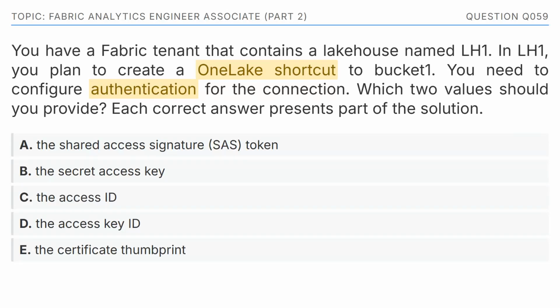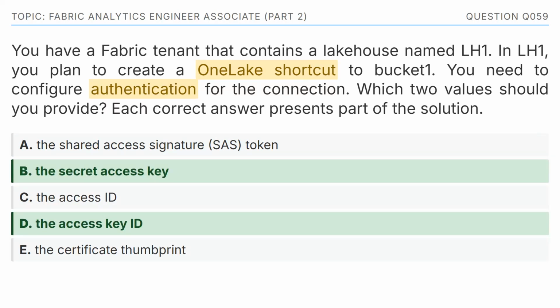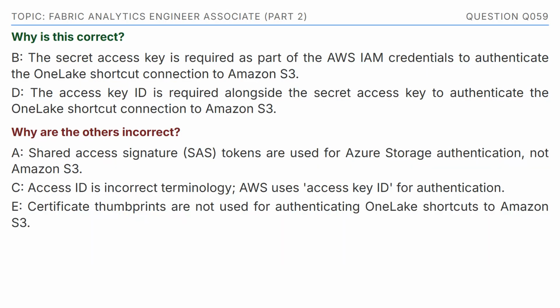To arrive at the correct answer, we focus on the keywords OneLake shortcut, Amazon S3, authentication. The correct answers are option B, the secret access key, and option D, the access key ID. Why is this correct? B. The secret access key is required as part of the AWS IAM credentials to authenticate the OneLake shortcut connection to Amazon S3. D. The access key ID is required alongside the secret access key to authenticate the OneLake shortcut connection to Amazon S3.